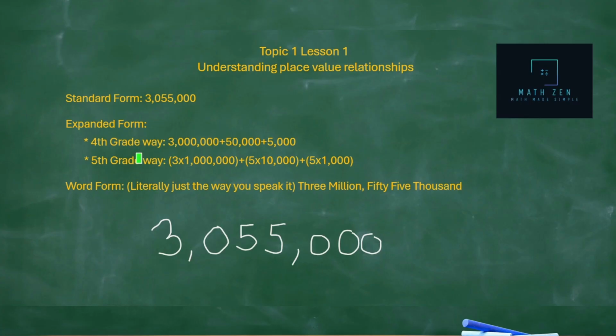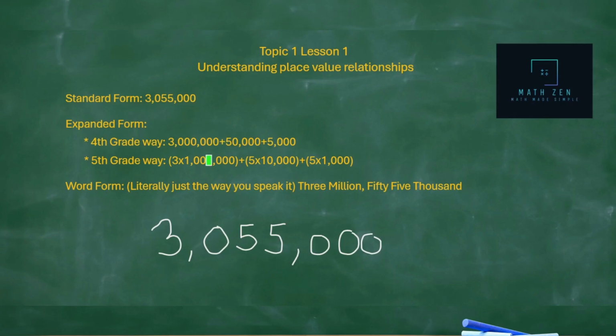So I'm going to jump to the 4th grade way of doing expanded form. What you were taught in 4th grade is you take the actual value of each digit, which in this case is 3 million, and then you add it to the value of the next digit that's not a 0. So in this case, our next digit is a 5, and it's in the 10,000s place, which makes it 50,000. And then this 5 here is in the thousands place, which makes it 5,000. So again, 4th grade way, totally acceptable.